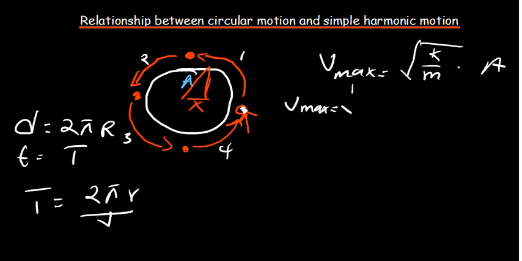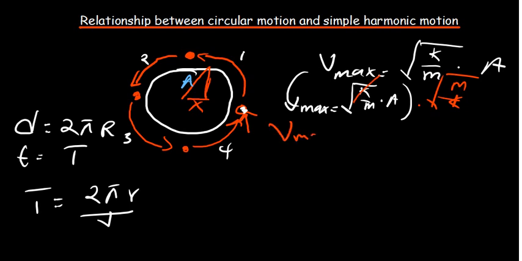Let me create the space there. If I multiply by the reciprocal, I do m over k, and I'm going to discover that this one is going to be cancelled. I'm going to have v max times the root of m over k is equal to a, the amplitude. Let me take you back a bit.